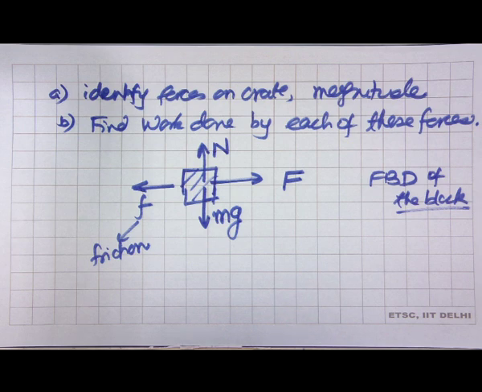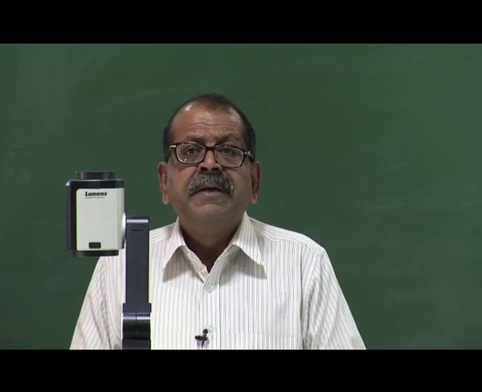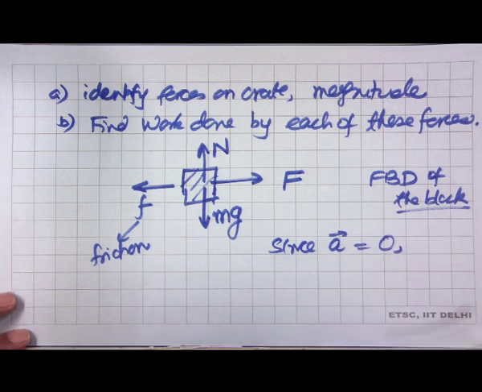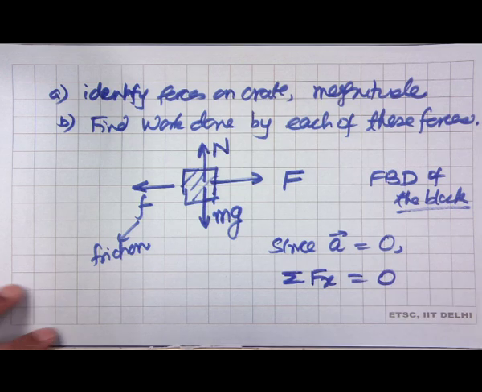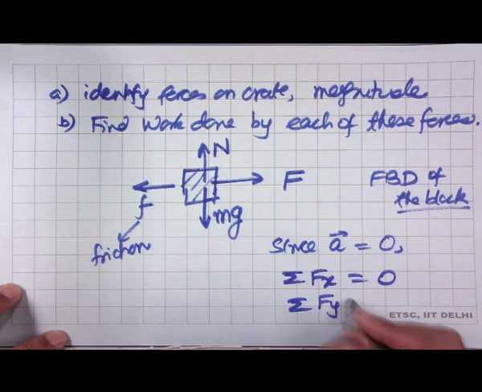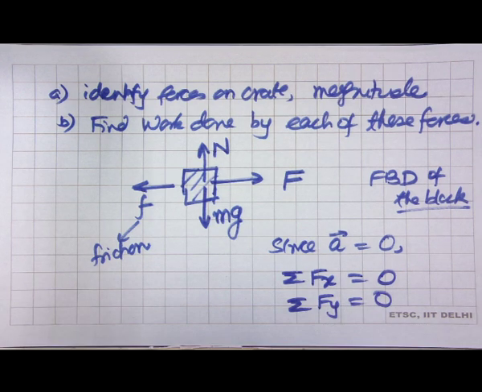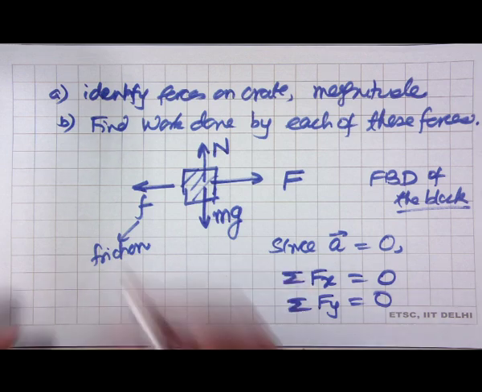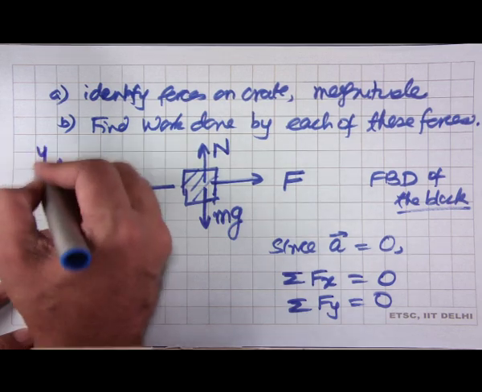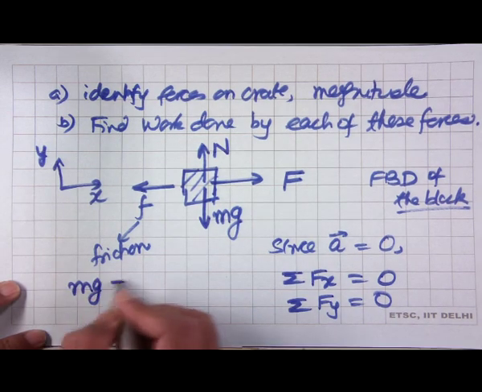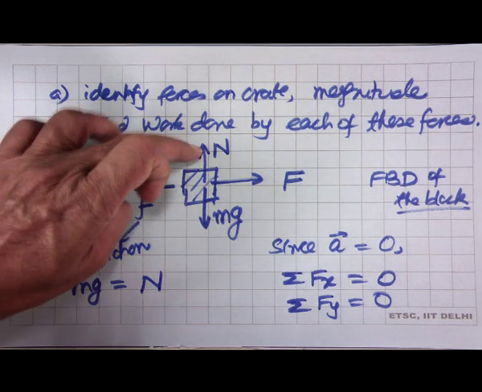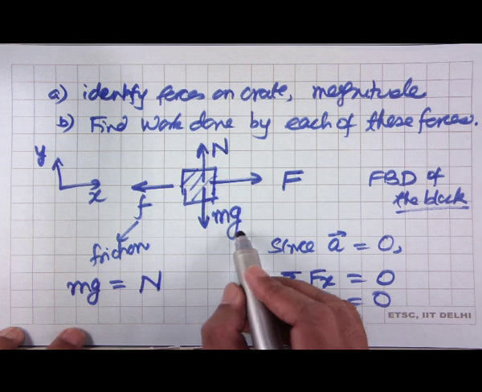Now, what is given to us? It is given that the block is moving with a constant velocity. Since the acceleration of the block is equal to 0, that means the sum of forces in the x direction has to be 0. Obviously, the sum of forces in the y direction is also 0, because the block is moving in a horizontal direction, so there is no acceleration in the y direction. So, this is our x direction, this is our y direction. When I write this, what I get is mg is equal to N. That means the normal reaction, which is an unknown, is equal to m times g.